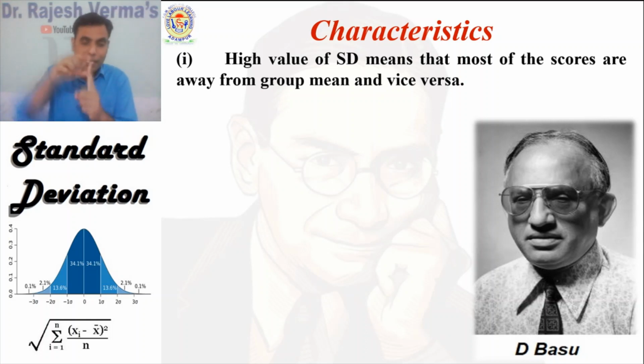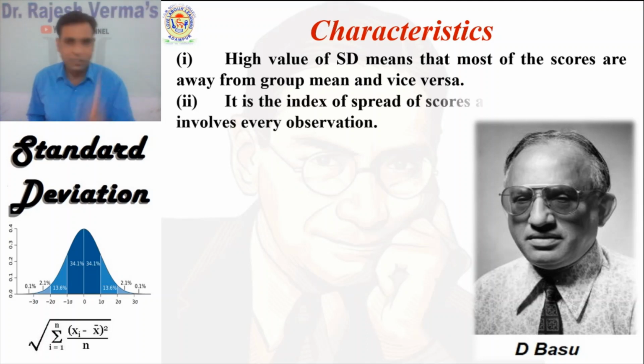Suppose this is the mean and the scores are placed this far; that shows that the variability, the variance, is going to be higher because the scores are placed far away. On the opposite side, if you calculate the standard deviation and it comes to a higher value, then you can clearly say, because it is the index of variability, that the variance is a little bit higher in your data. Means your data is likely to be less homogeneous. Okay, this is the first characteristic.